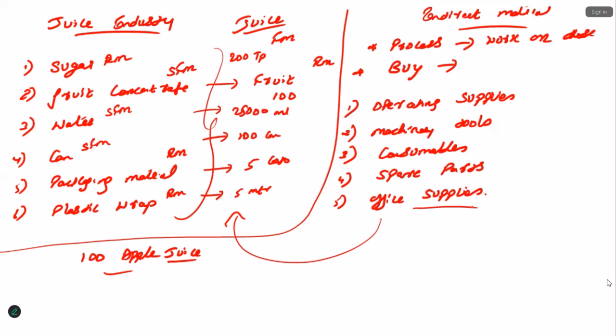If electricity goes, we don't know how much time it will be gone. You cannot plan how much diesel will be required for this. So in this way, we cannot plan. This is the major difference in planning between direct material and indirect material. Direct material is structured planning and indirect material is unstructured planning. So we have different ways to plan these materials.